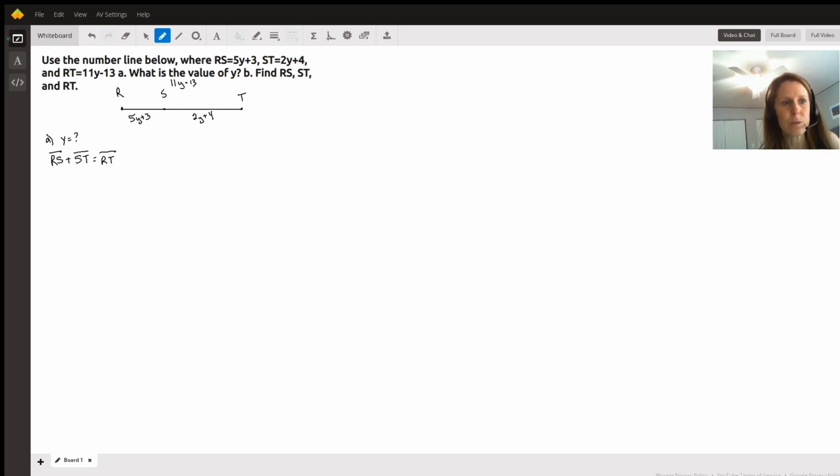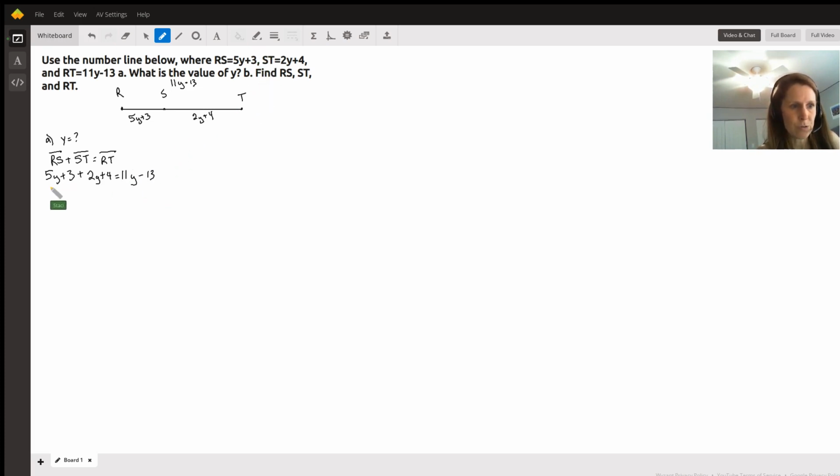Now we can use the formulas that are given to write our equation that we can then solve. The equation for RS is 5y plus 3. And then we're going to add the equation for ST, which is 2y plus 4. And then we know that that is going to be equal to the entire line segment, which is 11y minus 13. Okay, now we use our algebra skills to solve this.